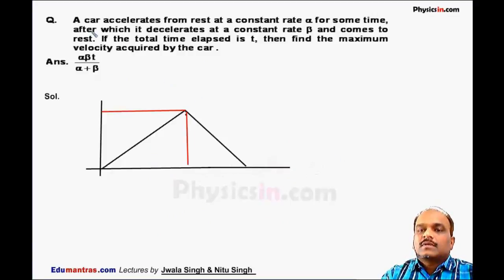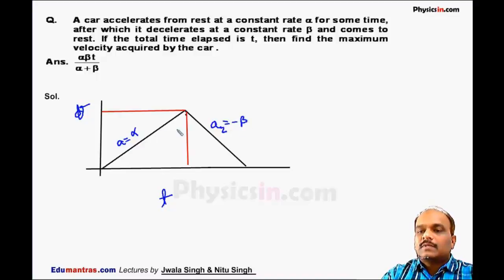The next question is, a car accelerates from rest. This is the velocity versus time graph, which I have drawn already. The car accelerates from rest at constant rate alpha, so we can say the acceleration of the car for the first part is alpha, and after some time it decelerates at constant rate beta. So this acceleration a2 is equal to minus beta, and this is a1. It comes to rest. If the total time taken is t, then find the maximum velocity acquired by the car.